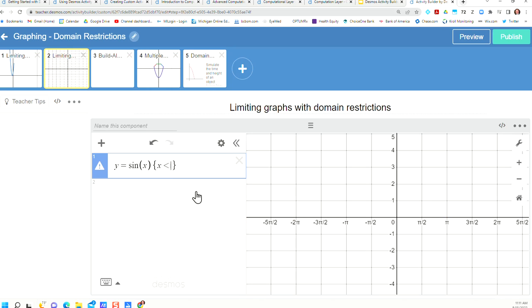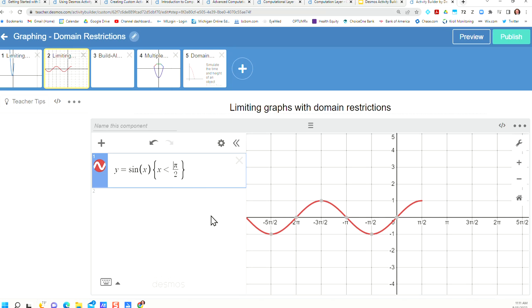And for those of you unfamiliar, we can get the pi symbol by just typing pi, and then I can divide it by 2 to make that fraction. And again, I can change this restriction. I can have it go further to the right by changing my ending value to 3 pi over 2, etc.